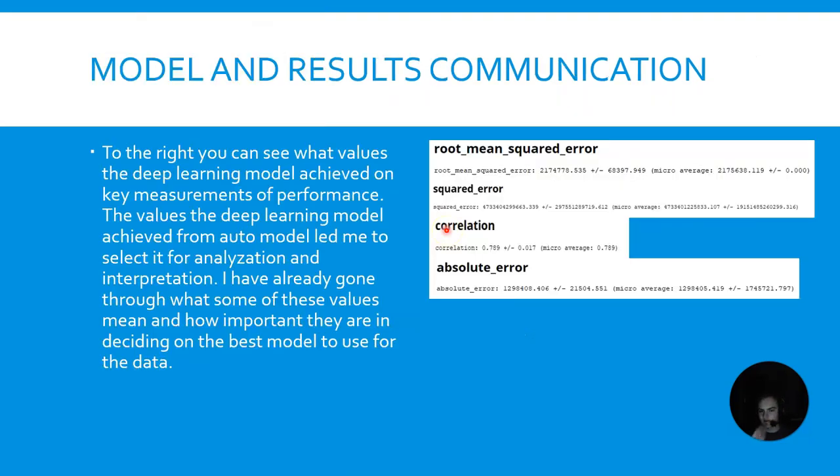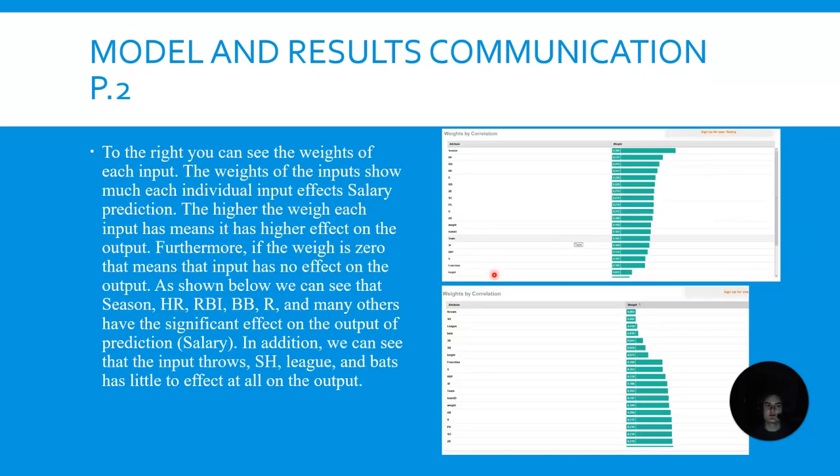So, the model results in communications. Due to all of this, I decided to go with the deep learning model, and I put some key performance metrics here. Some I've talked about, some I have not. That basically decided why I selected the deep learning model and not another model for analysis and interpretation, because it had the lowest RMSE, the highest correlation, the lowest squared error, and the lowest absolute error, which made me pick it. So let's move on to some model results of communication.